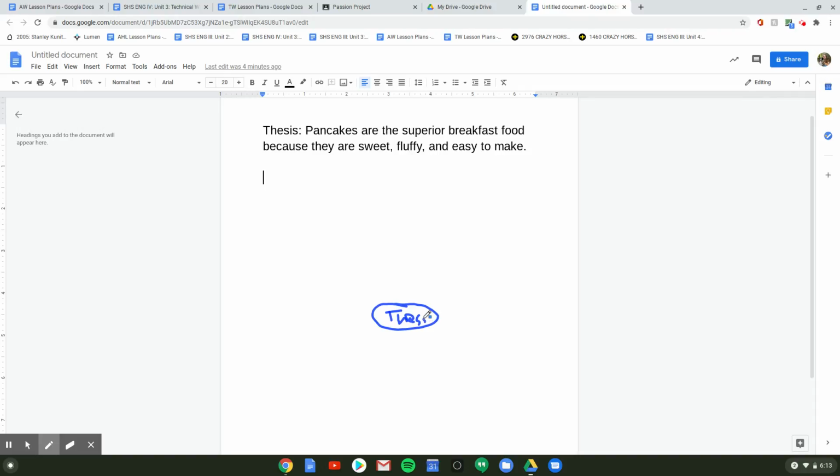And then you will make branches that branch out from that. So from your thesis, what are some main points or main ideas that you think of? So I'm going to just put an S here for sweet, since that's one of those things that I mentioned up here in my thesis. Then I'm going to go ahead and go here and do fluffy. Once again, that's up in my thesis. So this is a good way to start this, is to look back at your thesis and what are some of the things you're saying there.